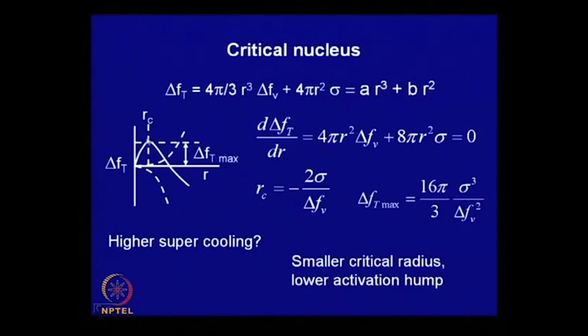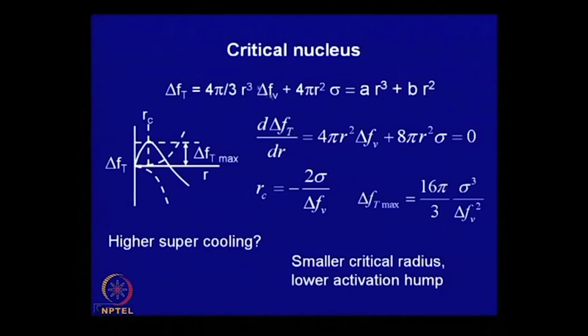And we say that if this energy hump, this peak energy, can be crossed, then what happens is that if the nucleus radius increases, the energy will keep dropping. So, therefore, this process will be spontaneous. So, for that nucleus to be stable and grow spontaneously, this energy hump must be exceeded, and this can easily be found out by finding at what size of the nucleus this free energy change is maximum.